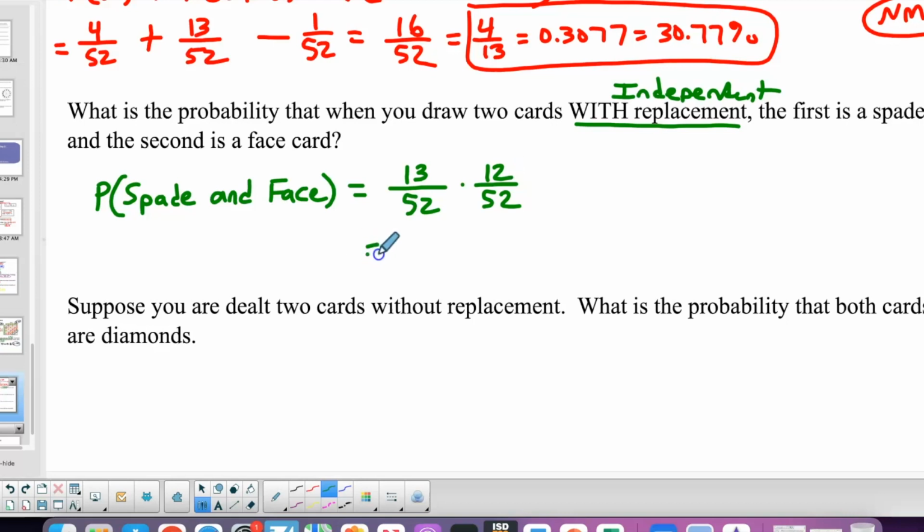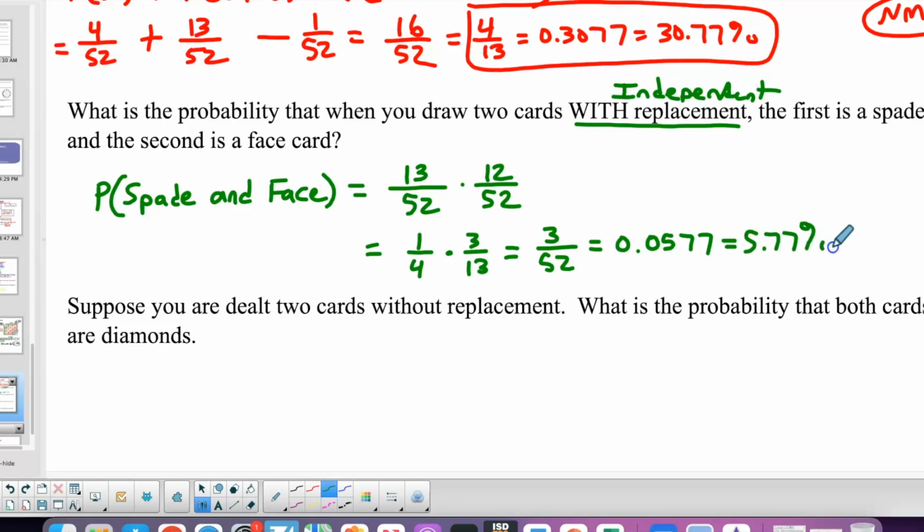You can reduce these fractions first if that's helpful. So 13 out of 52, that's just 1/4. 12 out of 52, divide them both by 4, that's just 3 out of 13. And then you can multiply top times top, 1 times 3, bottom times bottom, 4 times 13. So that's the reduced fraction right there. Or if you don't want to play with the fractions, you can just punch it into your calculator and get that decimal, which comes out to 5.77%.